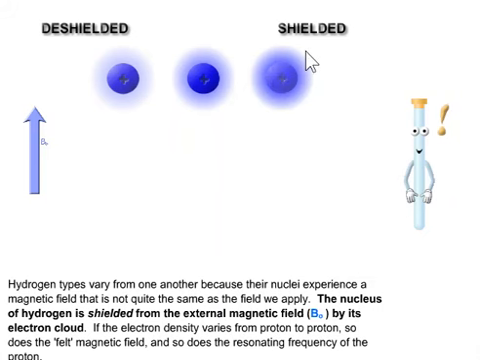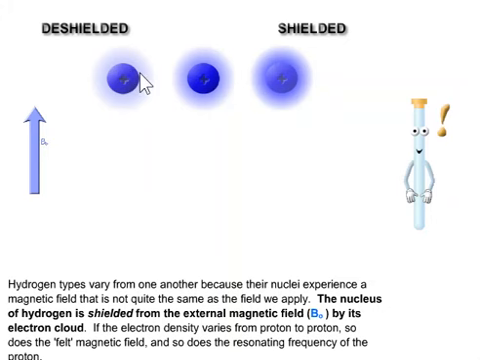In other words, think of the term shield, like it's like a shield that protects the proton a little bit from the magnetic field. And because of that, it doesn't take quite so much energy to spin flip from a parallel to anti-parallel spin state.